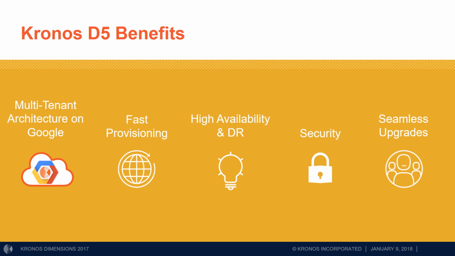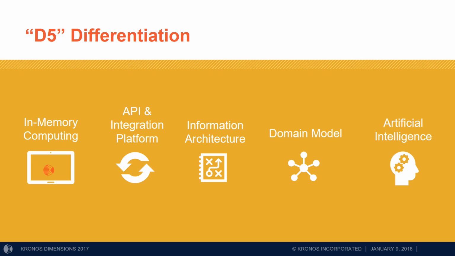To refresh your memory, these are the 5 benefits associated with D5: multi-tenant architecture, fast provisioning, high availability, security, and seamless upgrades. And here are the D5 differentiation points: in-memory computing, the API platform, the information architecture, the domain model, and the artificial intelligence like the time off request.